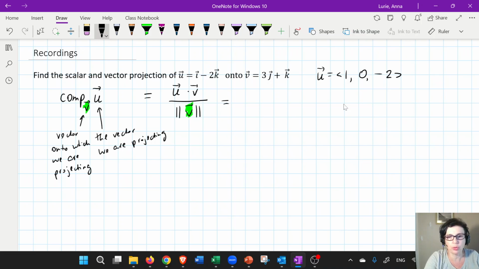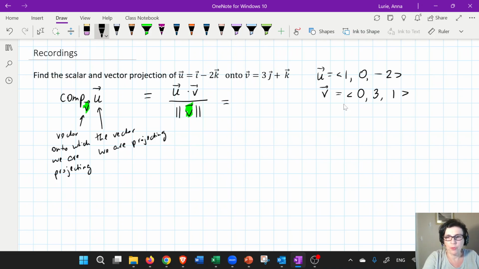So never try to do any operations on vectors whenever they have ijk's in them. Convert them to components first so that you don't mess up, especially since some of them could be 0. For example, in v, I can see that there is no ith component. So I'm going to put 0 and then 3 for the jth component and 1 for the kth component.